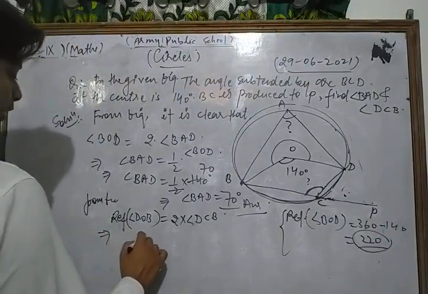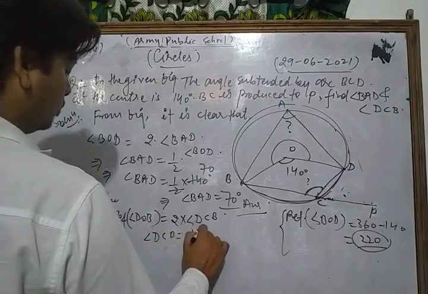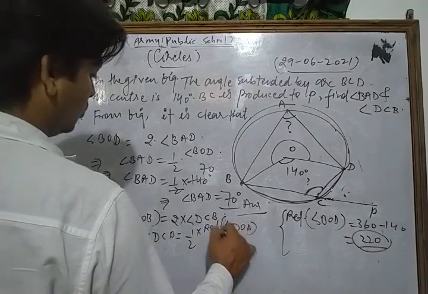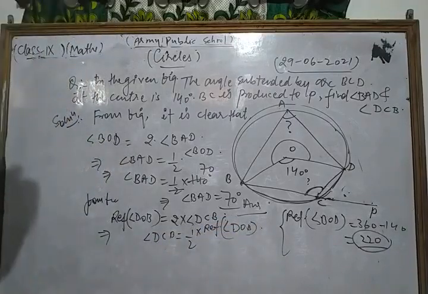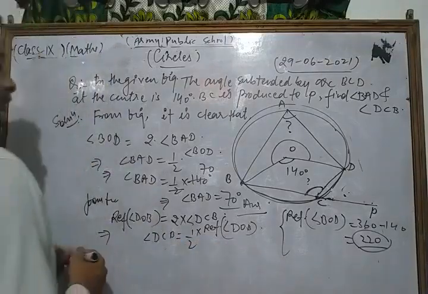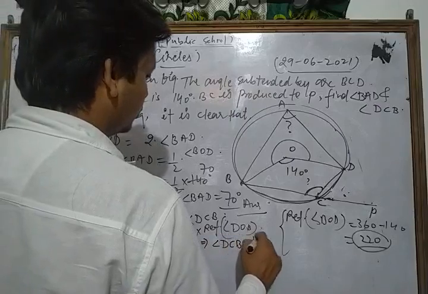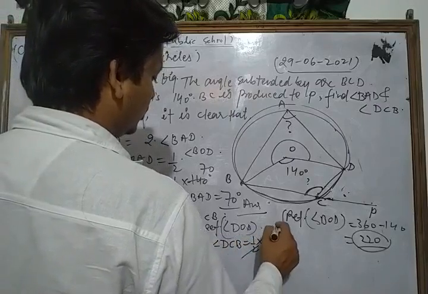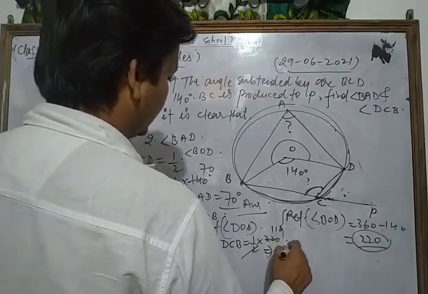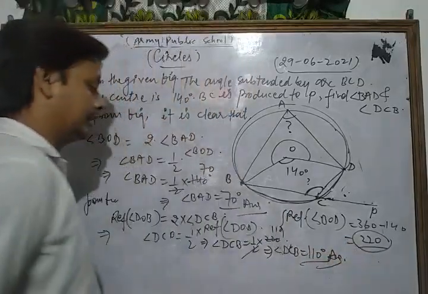So now from there angle DCB is equal to 1 upon 2 into the reflex of angle DOB. Now we put the values in that expression. So we get angle DCB is equal to 1 upon 2 into 220, which is 110. So the value of angle DCB is equal to 110 degrees. This is the other answer.